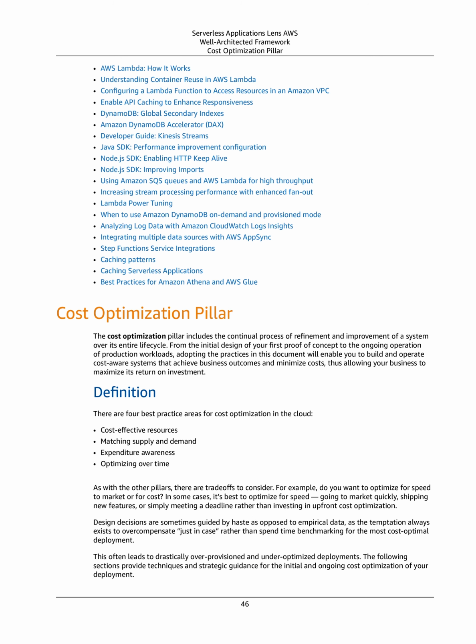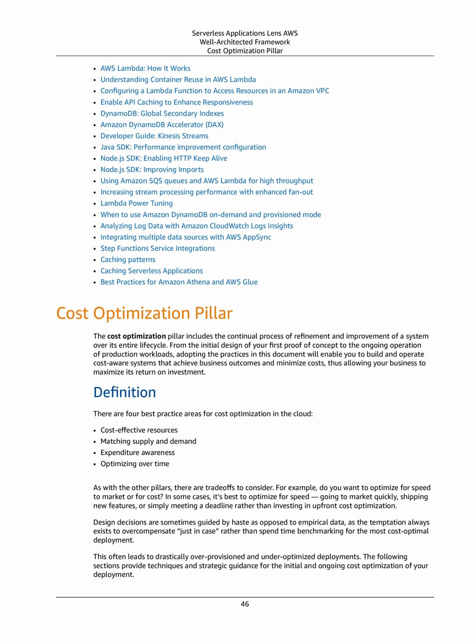Cost Optimization Pillar. The cost optimization pillar includes the continual process of refinement and improvement of a system over its entire lifecycle. From the initial design of your first proof of concept to the ongoing operation of production workloads, adopting the practices in this document will enable you to build and operate cost-aware systems that achieve business outcomes and minimize costs, thus allowing your business to maximize its return on investment. Definition. There are 4 best practice areas for cost optimization in the cloud. Cost-effective resources. Matching supply and demand. Expenditure awareness. Optimizing over time.